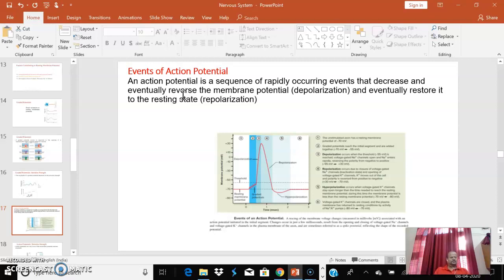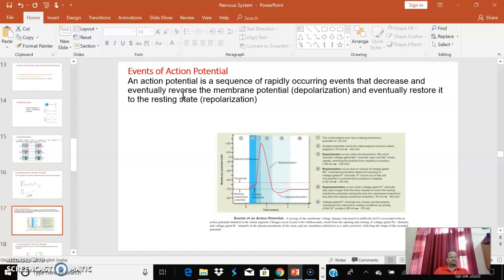During this repolarization, the membrane potential reaches the resting potential, that is minus 70 millivolts. The membrane may then enter a hyperpolarization state, in which the inside of the membrane temporarily becomes more negative.